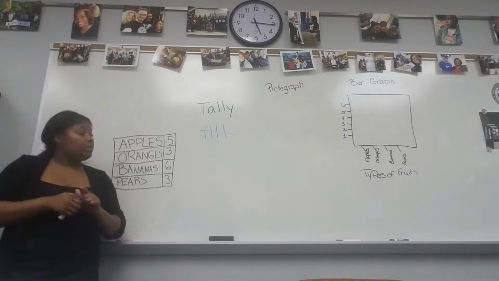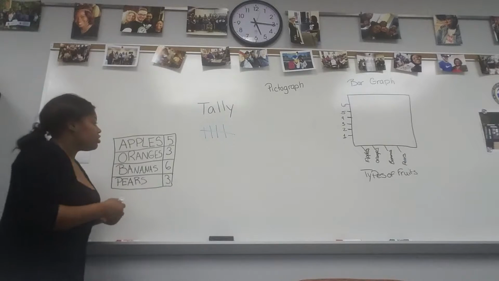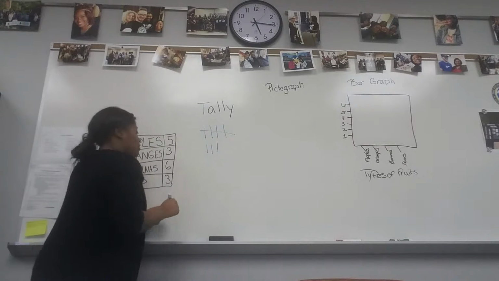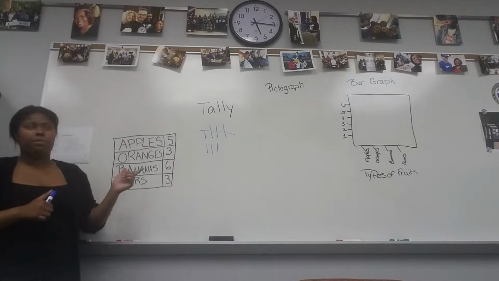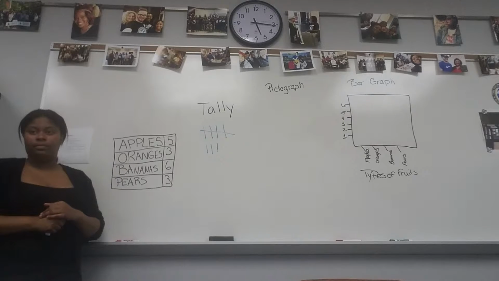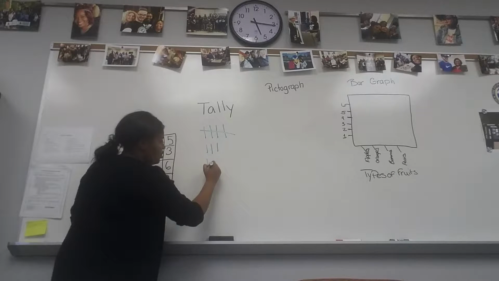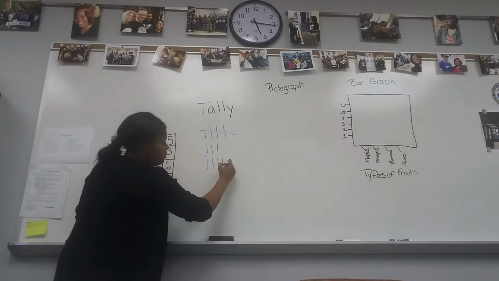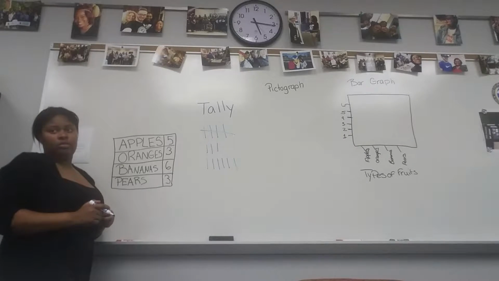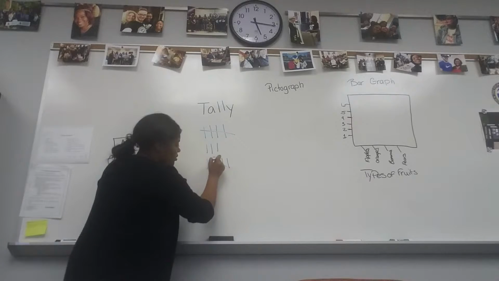So, Elaine, with oranges, how many tick marks will we have? 3. Yes. So you make 1, 2, 3. Flora, how would our tick marks for bananas look? We would have 6. Yes. So we make them like this: 1, 2, 3, 4, 5, 6. Is that right? No, you would cross the 5th one. Yes. So you would take this one away and you would cross these ones.